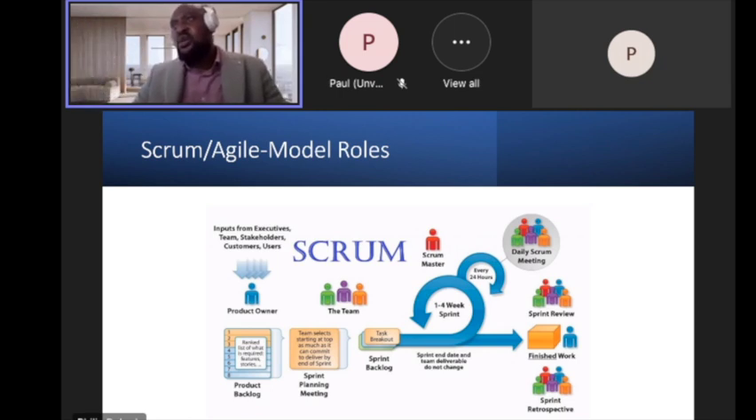So they have something called product backlog. In the product backlog, this is where all the requirements are sitting. Okay, and then they do sprint planning to bring items into their sprint backlog.